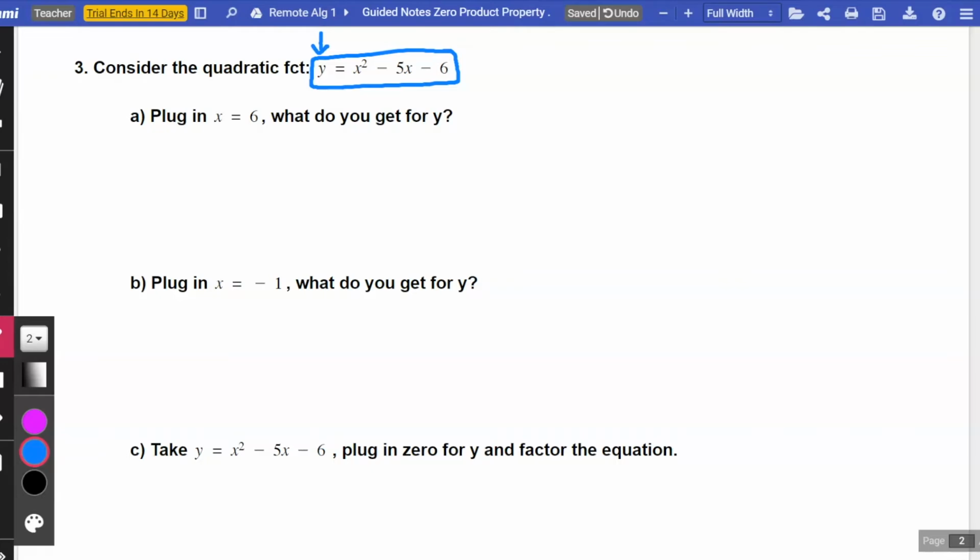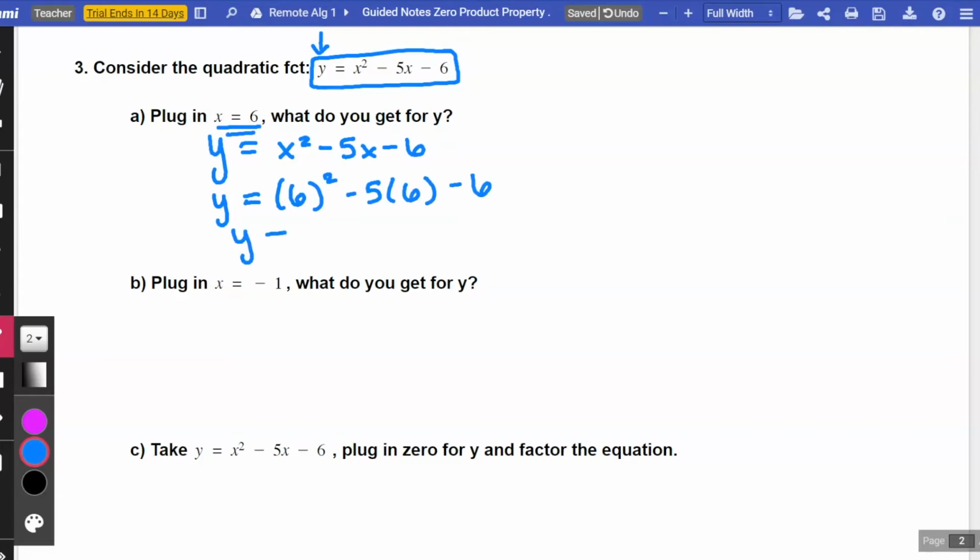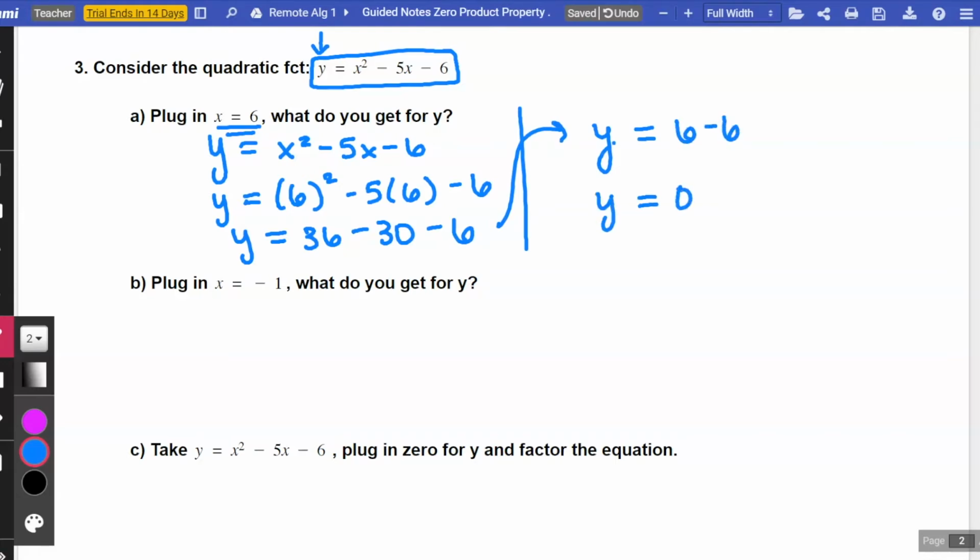What we're going to do with this equation is take y equals x squared minus 5x minus 6, and plug in x equals 6. So y is equal to 6 squared minus 5 times 6 minus 6. 6 squared is 36, negative 5 times 6 is negative 30, minus 6. Then y is equal to 36 minus 30 is 6, and then 6 minus 6 is 0. So when I plug in x equals 6, I get y equals 0.